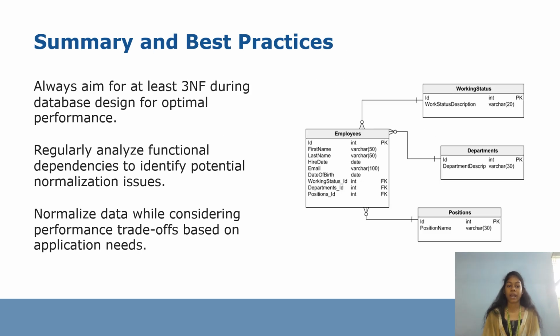Summary and the best practices of the normal forms are: always aim for at least 3NF during database design for optimal performance. Regularly analyze functional dependencies to identify potential normalization issues. Normalize data while considering performance trade-offs based on application needs. And this is the picture or example for this summary of the best practices.